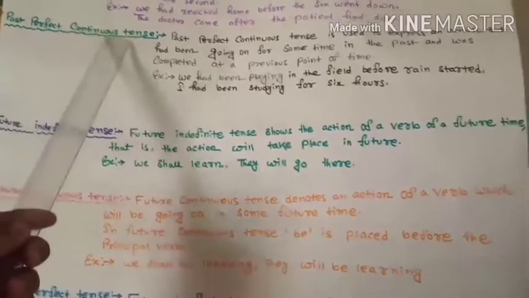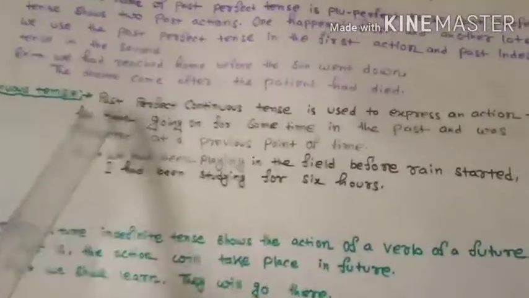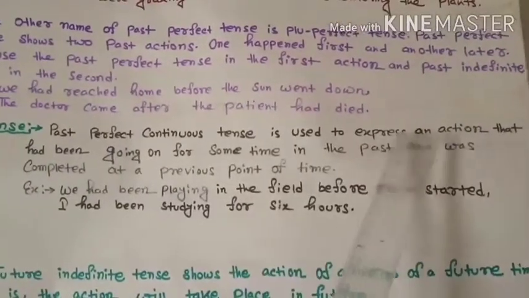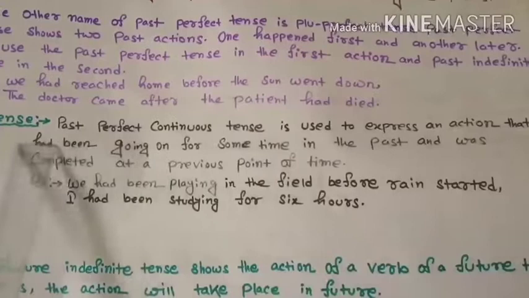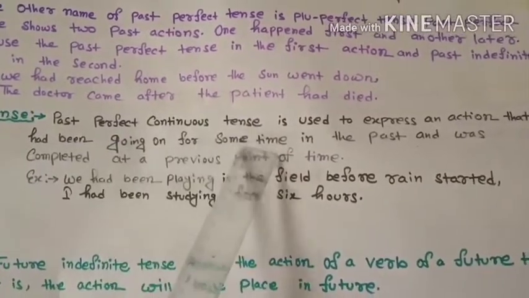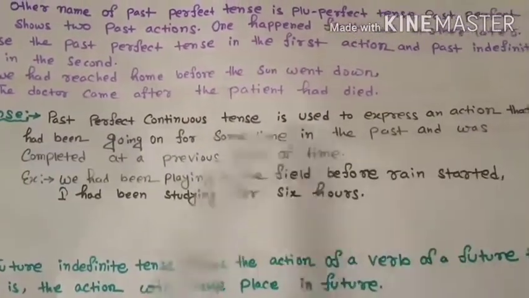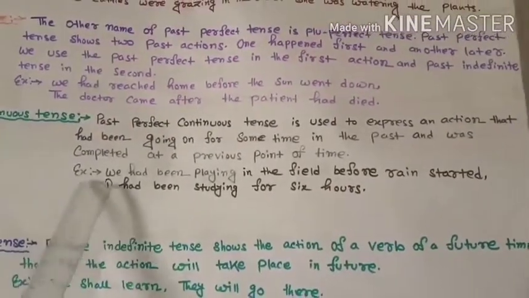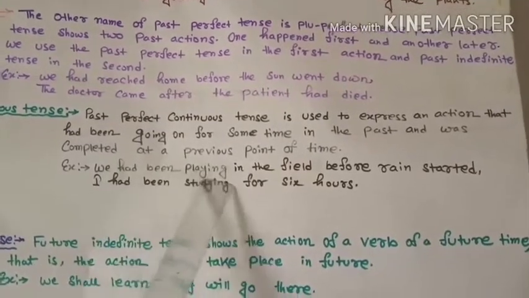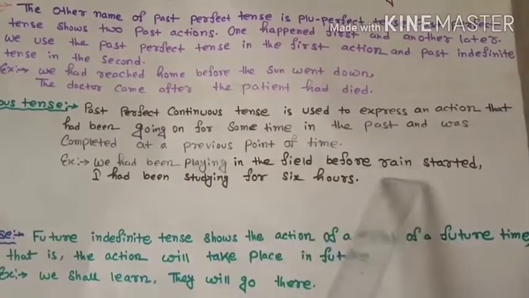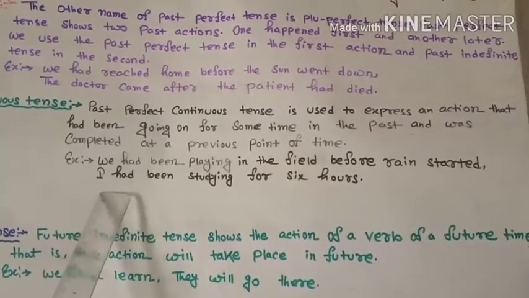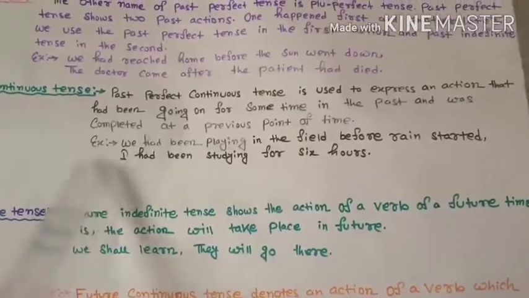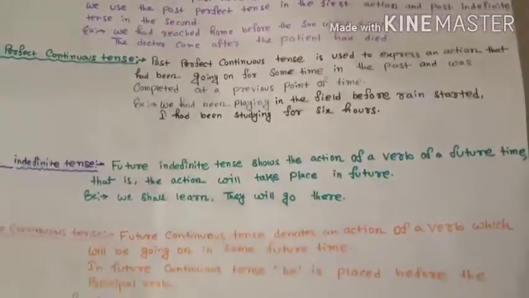Past perfect continuous tense, and the definition is past perfect continuous tense is used to express an action that had been going on for some time in the past and was completed at a previous point of time. For example, you can see here, we had been playing in the field before rain started. Next example, I had been studying for 6 hours. These are the examples of past perfect continuous tense.